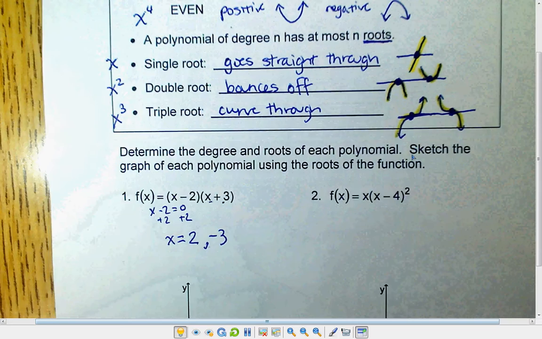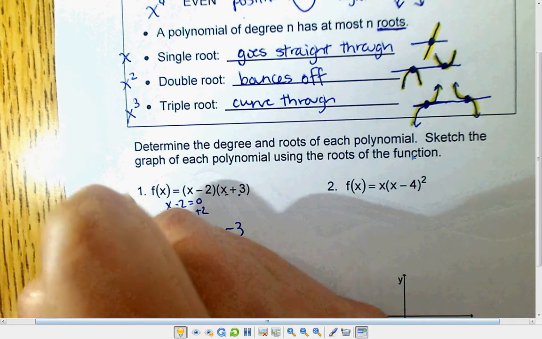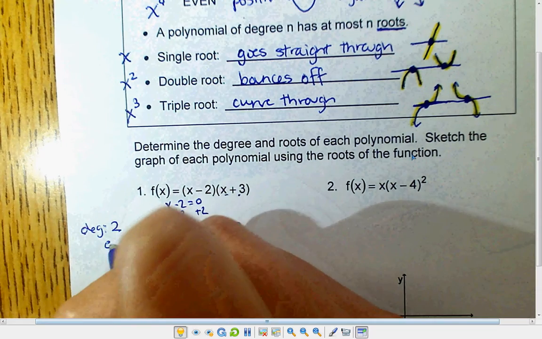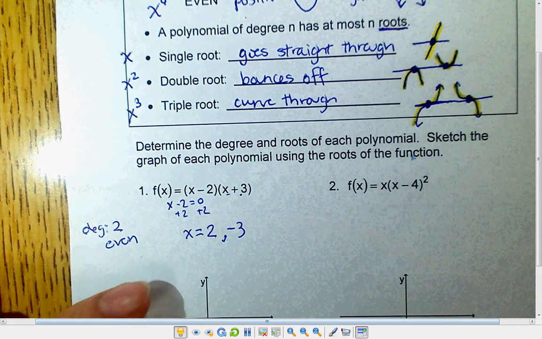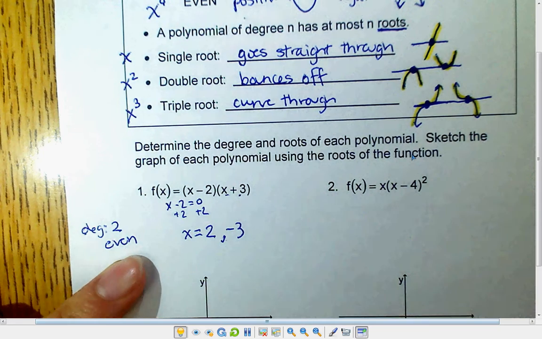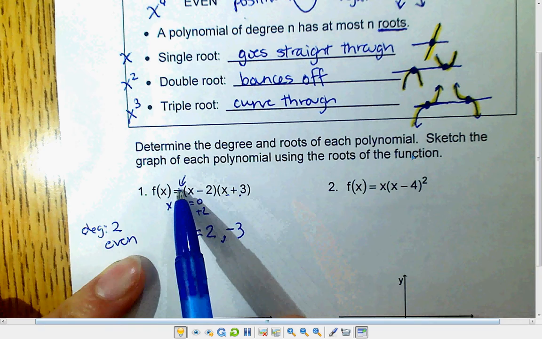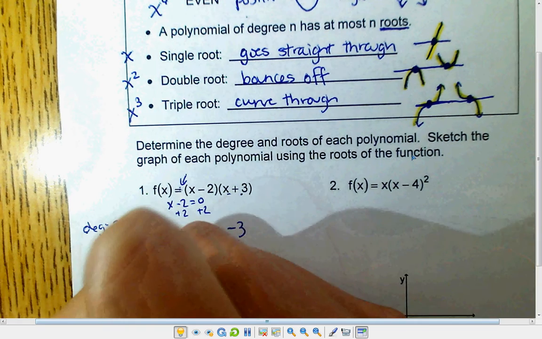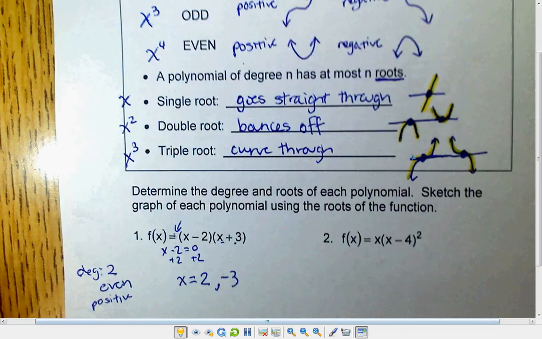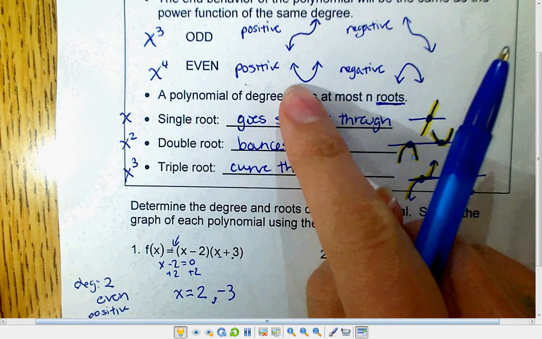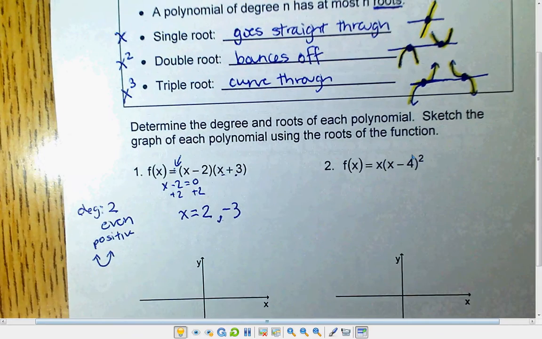So in this case, we have 2 roots, so this is a degree of 2. Obviously, 2 is an even number, so this is an even graph. Also, to figure out whether it's positive or negative, we're just looking at the very first number here. Is there a negative sign in front of it? No, so it's positive. If it's a graph that's even and positive, it's going to look like our positive quartic function. They're both going to be pointing up. So that's what the end behavior is going to look like for this.